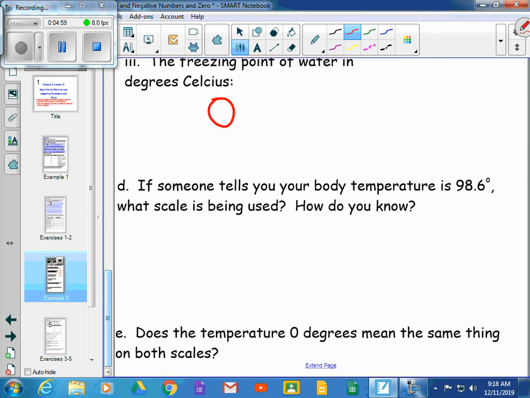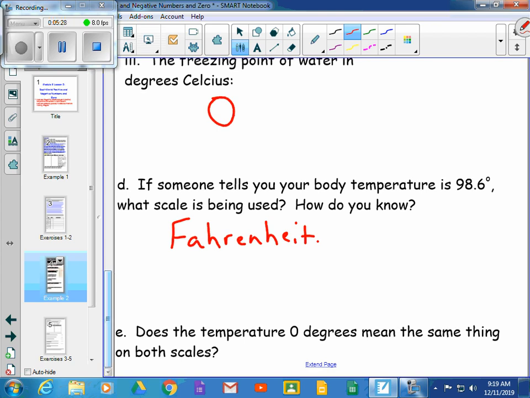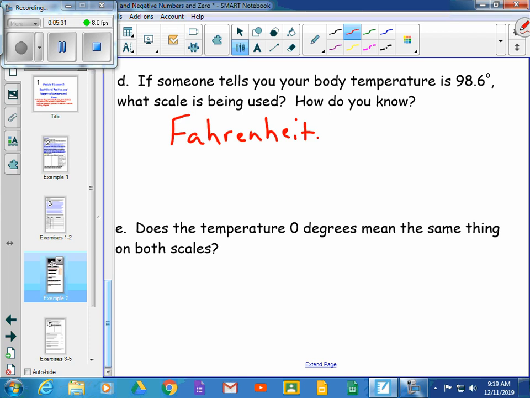Next question, if someone tells you that your body temperature is 98.6, what scale is being used and how do you know? Well, we would be using the Fahrenheit scale. And the reason why we know this is 98.6 is really, really close to 100. And from an earlier question, we said that 100 degrees is how hot on the Celsius side water boils. So there's no way that our body temperature is as hot as the temperature that water boils at. So that must mean we're using the Fahrenheit scale.